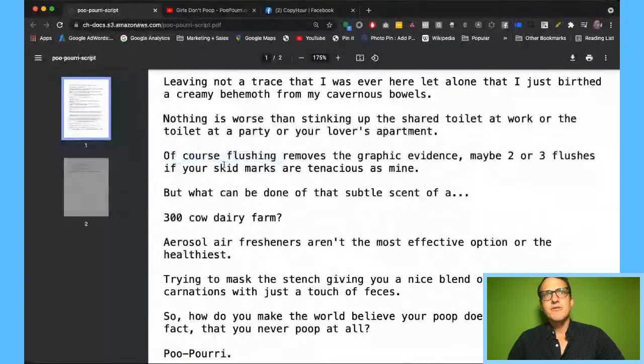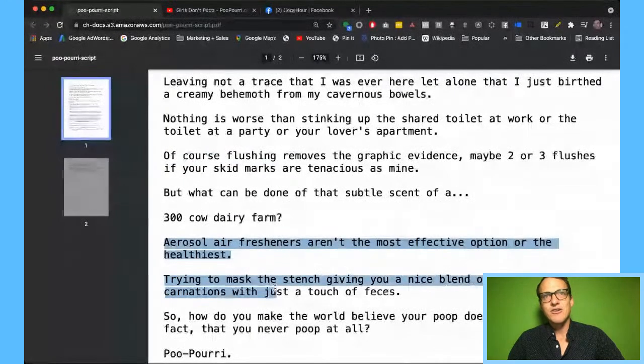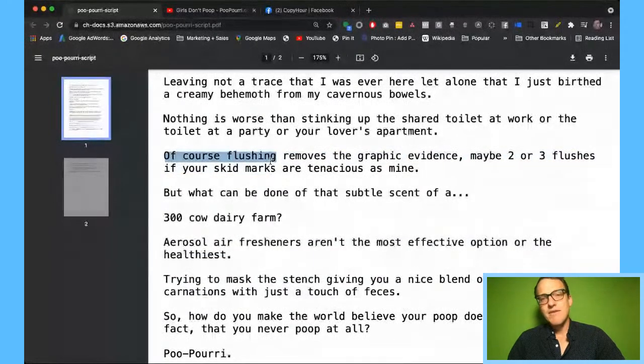And I kind of misspoke there, but the solutions that you've tried in the past start here. This is still part of the problem, right? Flushing removes the evidence, but not the smell. So nothing is worse than stinking it up at work or at your lover's.